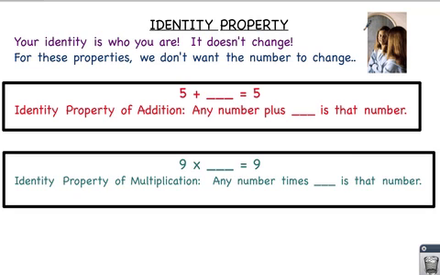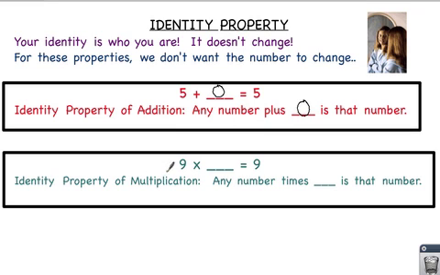Next up is the identity property. Your identity is who you are. It doesn't change. Keep that in mind as we learn about the identity property of numbers. For the identity property, we don't want the numbers to change. So on the left side of the equal sign, I have a 5, and on the right side, I want it to stay 5. So for the identity property of addition, the only thing I can add to 5 so that it does not change its identity would be 0. The identity property of addition states that any number plus 0 is that number.